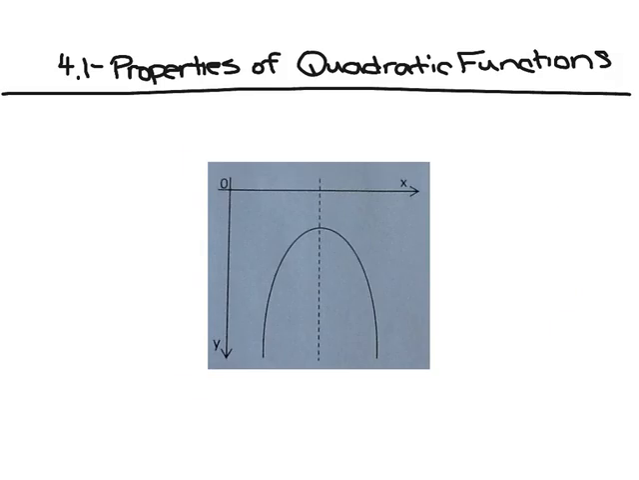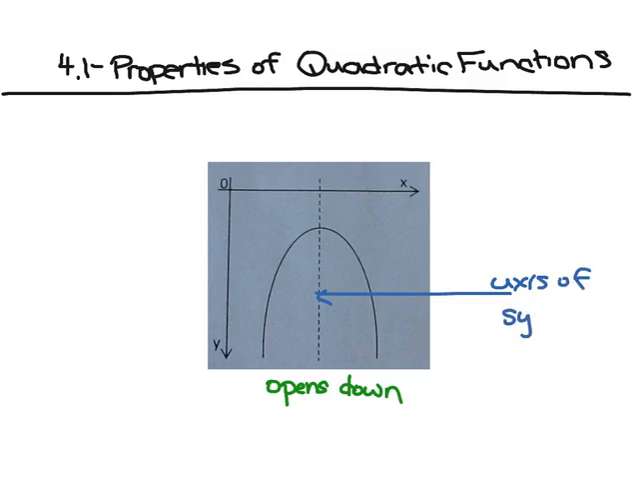For this one, we know that it opens down, and our axis of symmetry is the same. It's the dotted line. And this time, we have a maximum point right here. So those are two examples of parabolas.